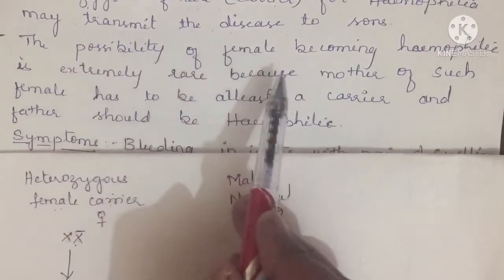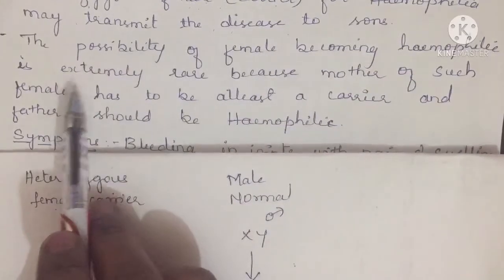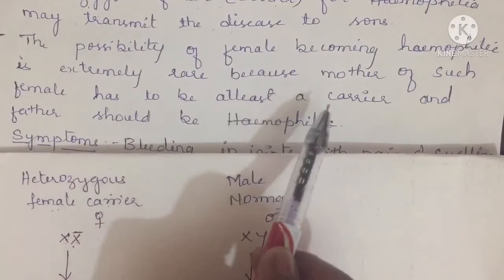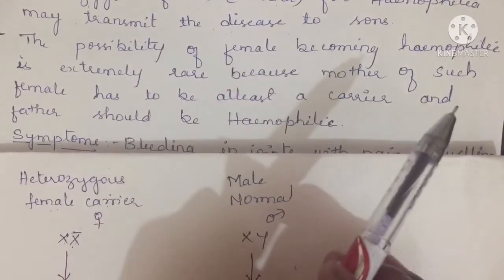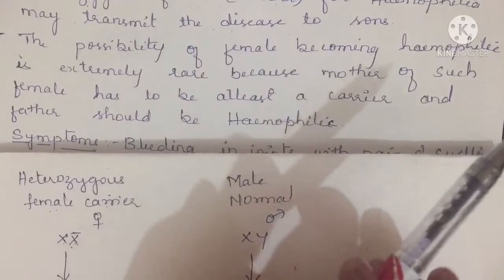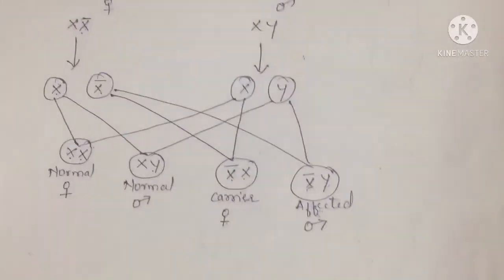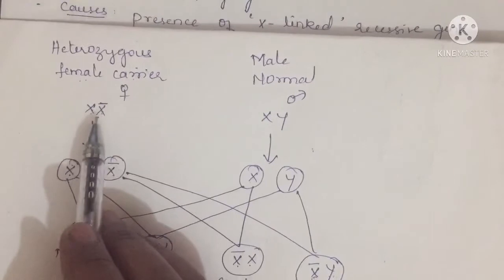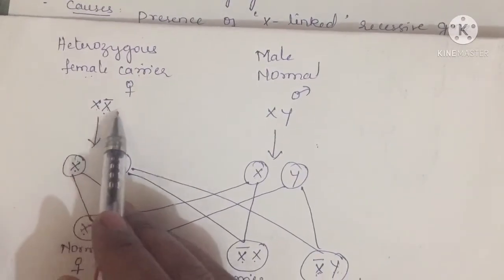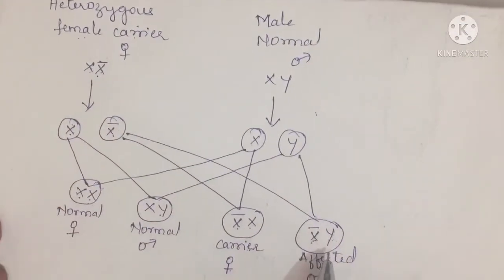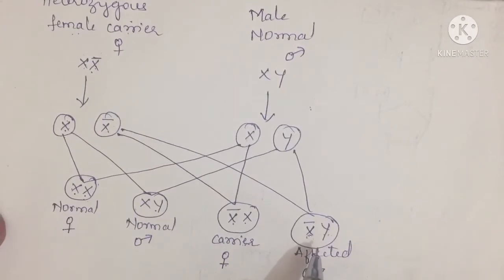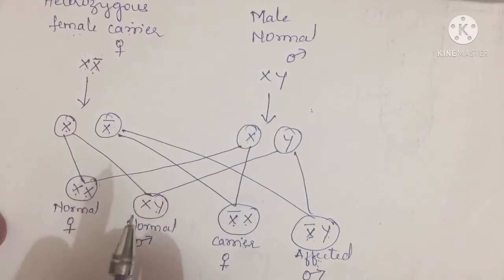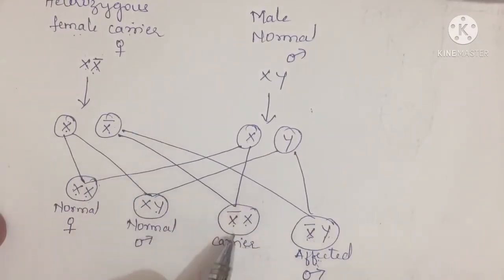Now, the possibility of a female becoming hemophilic is extremely rare because the mother of such a female has to be at least a carrier and the father should be hemophilic. Now this is such a long sentence. I hope you might have got it. Now we said a female is a carrier. She will be transmitting it to the son. The son is getting affected. The female is a carrier, she is not showing the disease.